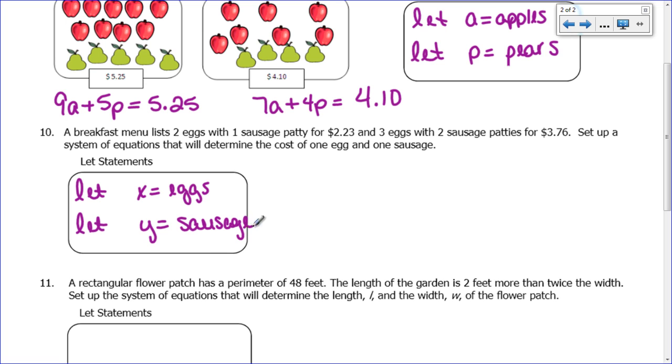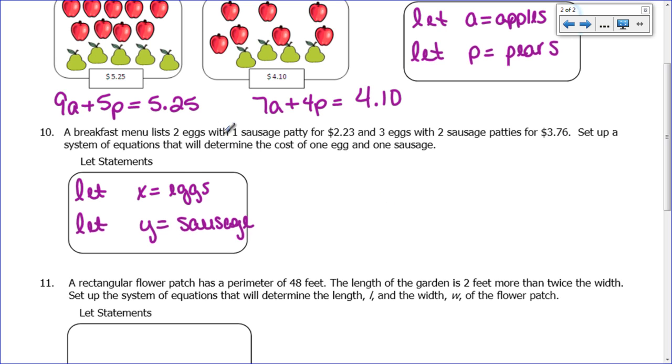I didn't want to use E and S. There's nothing wrong with the letter E for eggs, but using S for sausage, S tends to look like a 5 sometimes. It's real easy to get confused, so I don't like it as a variable. So here are my variables.